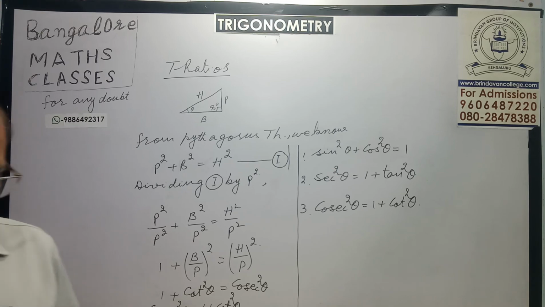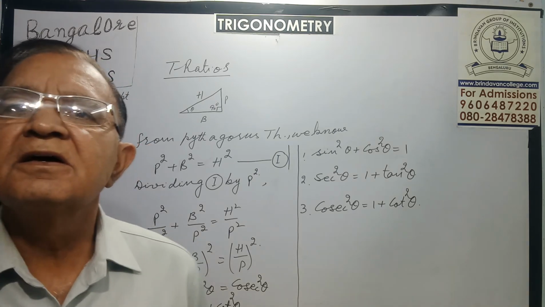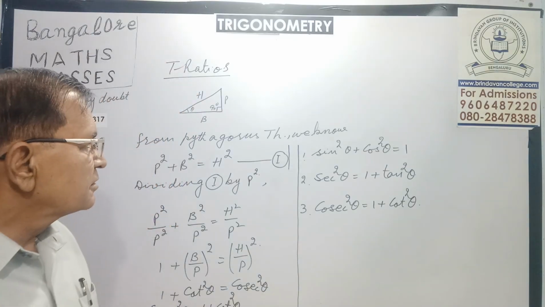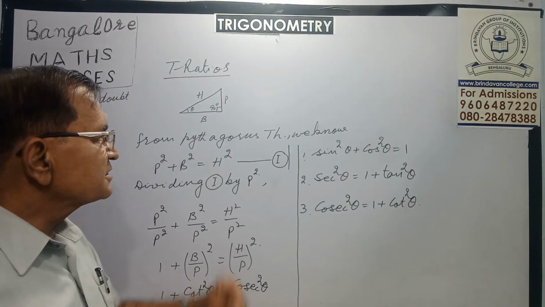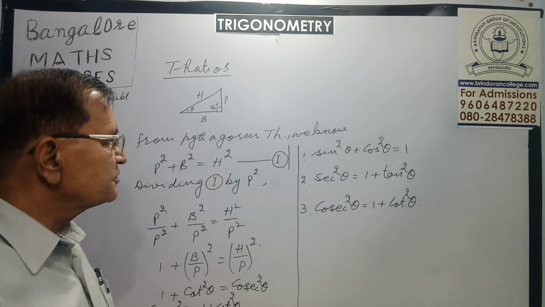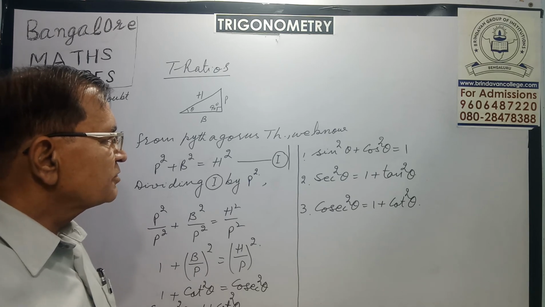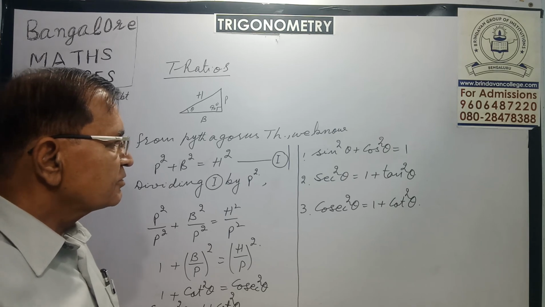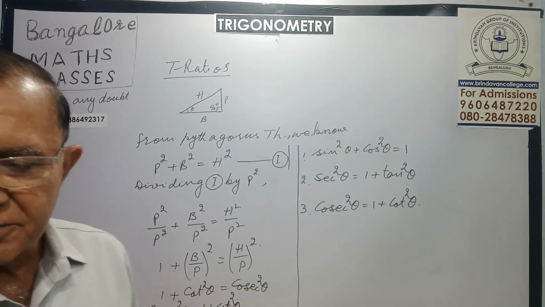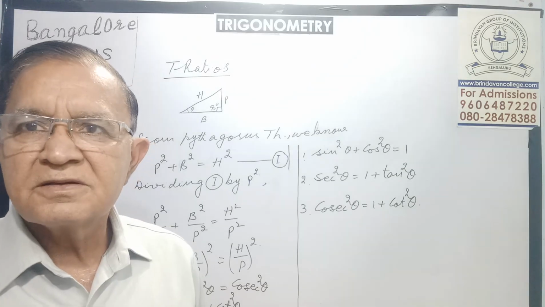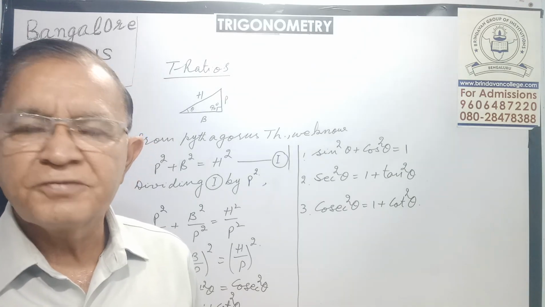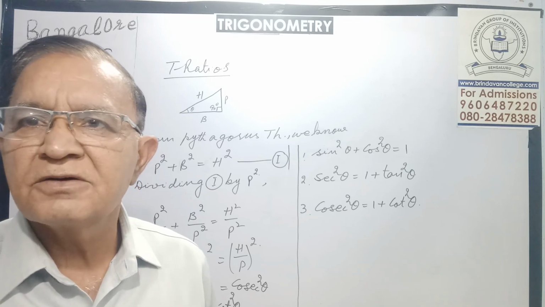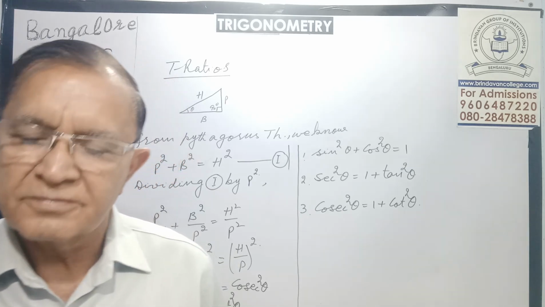Overall, I have explained what sine theta, cos theta, tan theta are. Then how to prove the identities: sine square theta plus cos square theta equals 1, secant square theta equals 1 plus tan square theta, cosecant square theta equals 1 plus cot square theta. With these identities I would like to finish today. Tomorrow I will teach you how to find the sides and how to find the ratios.